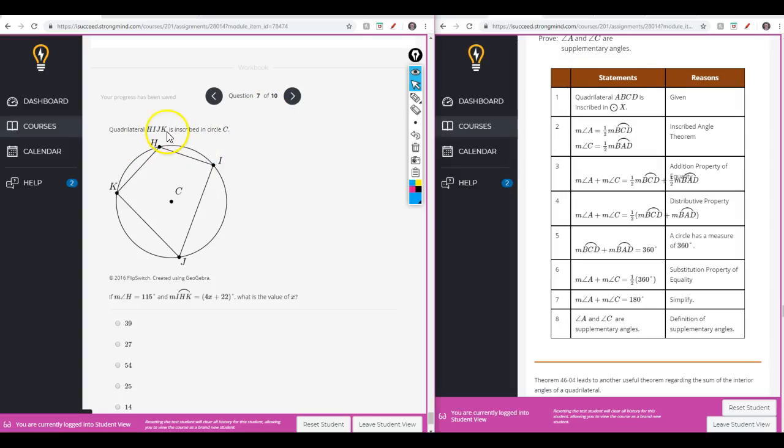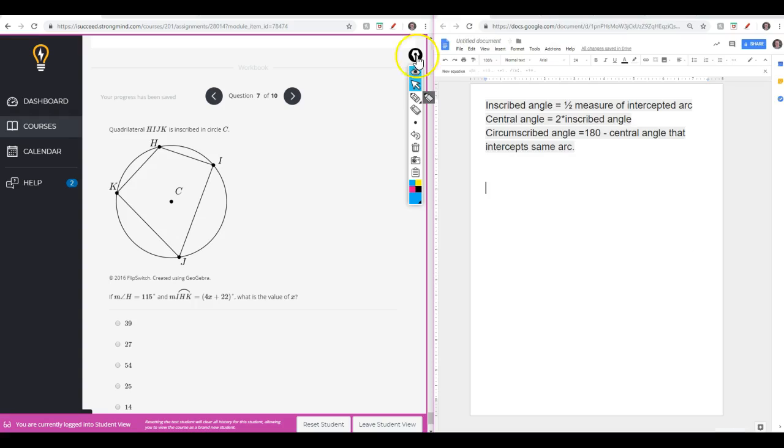Alright, question 7. Quadrilateral HIJK is inscribed in circle C. If the measure of angle H is equal to 115 degrees and the measure of arc IHK is equal to 4x plus 22 degrees, what is the value of x? Okay, this is going to take a couple of connections.